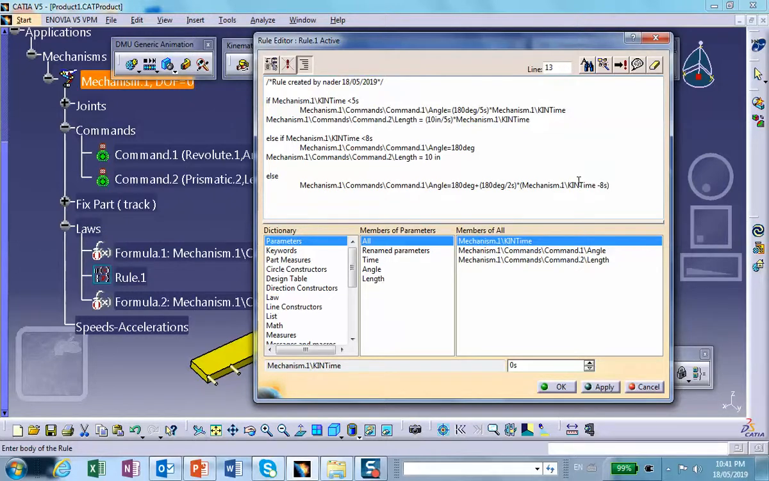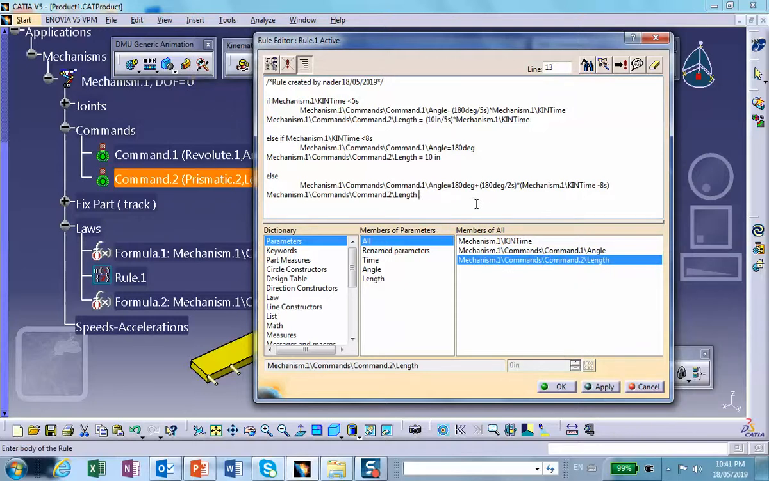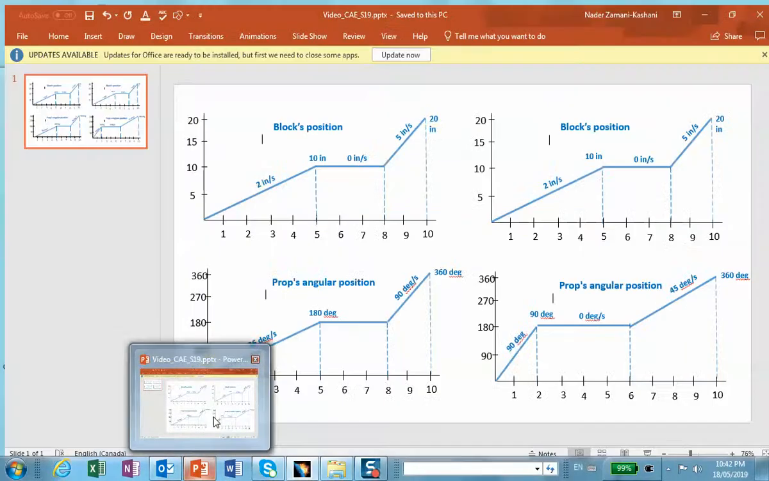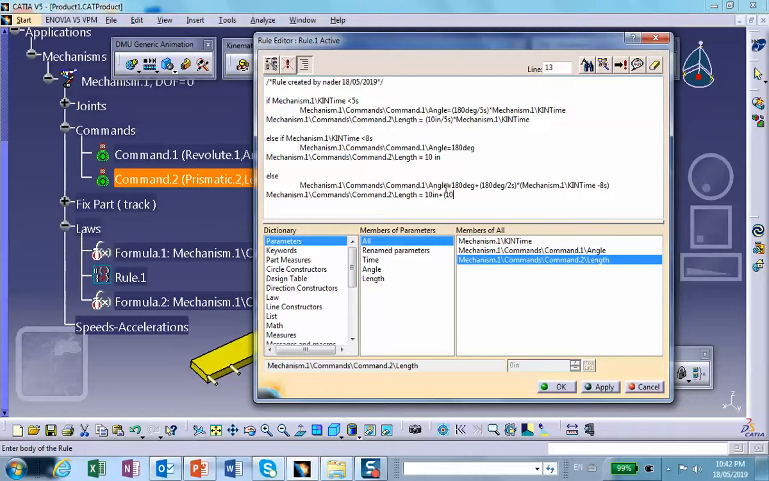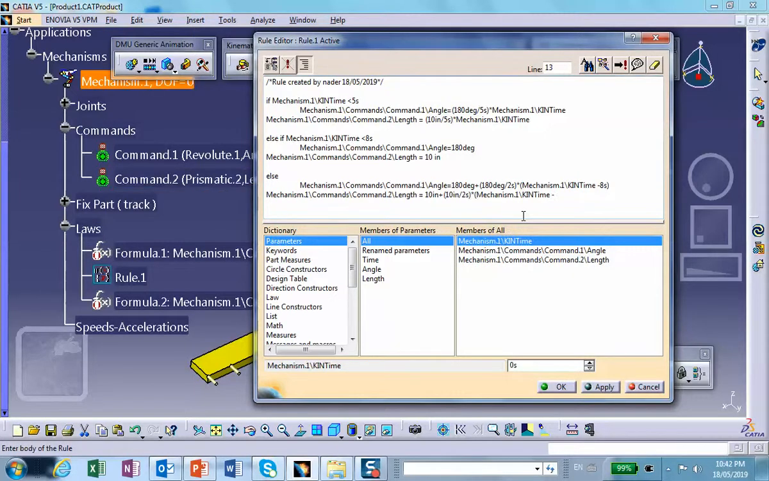Okay, then length equal to, but do not forget to write 10 inches plus. Very, very frequently we forget to write these initial values. Plus, look at the graph. It is going to be 10 inches in 2 seconds, or 5 inches in 1 second. Okay, so 10 inches in 2 seconds times time minus 8 seconds. Don't forget, 8 seconds must match.